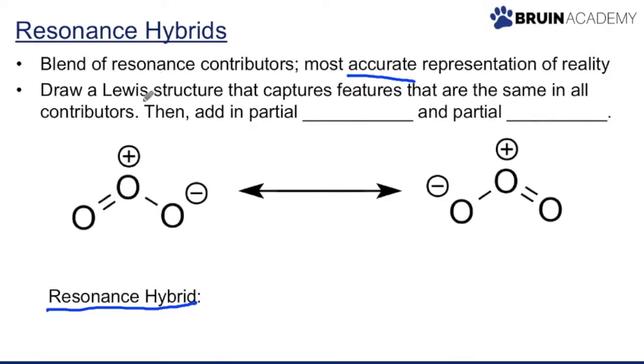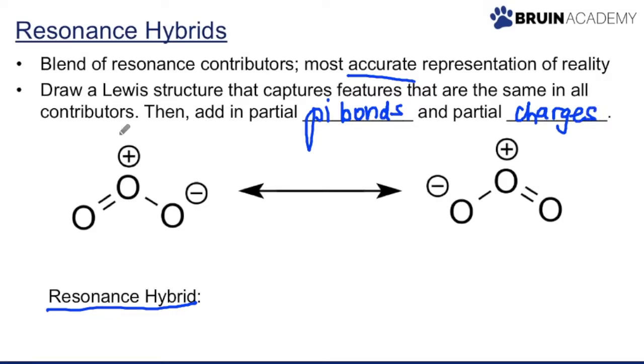So the way to draw a resonance hybrid, and that's important to know, is how to draw one. You basically want to draw first the resonance contributors. So this is ozone. You're going to draw the resonance contributors that you know of, and you're going to draw a Lewis structure that encompasses all the things that are the same in each of the contributors. And then from there, we're going to add in the partial pi bonds and the partial charges. And I'll show you how to do that as well.